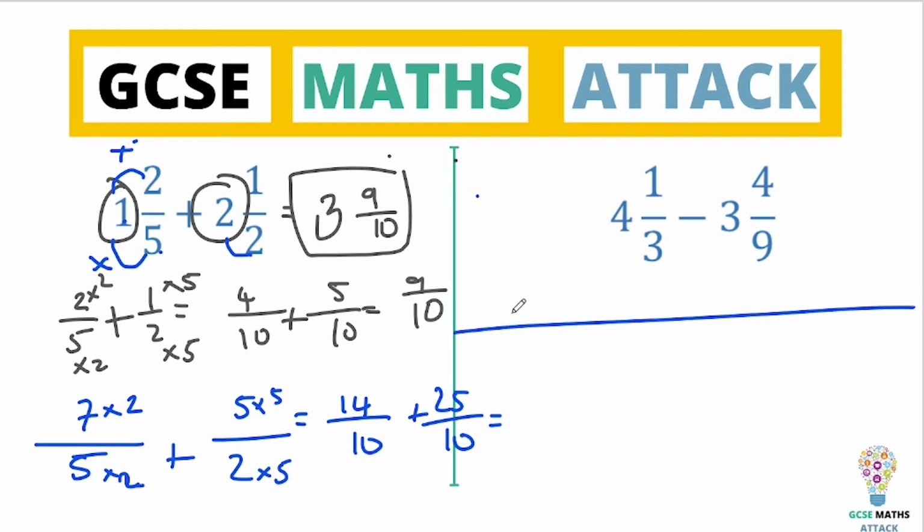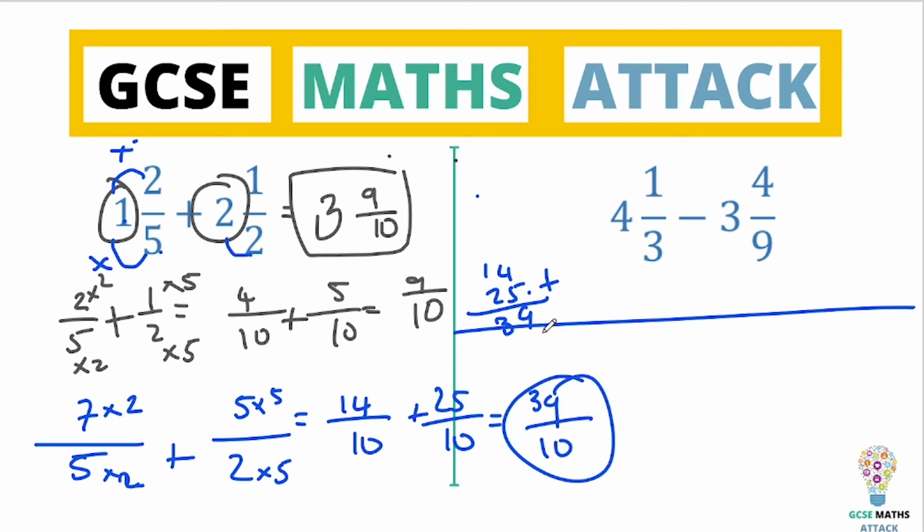So if you're going to do 14 and you're going to add it by 25, 4 plus 5 is 9, and that will give me 39 over 10. And if I want to change that back into a mixed fraction, while the 10 stays the same, I say to myself, how many times does 10 go into 39? That's 3, so 3 times 10, which is 30. My remainder goes at the top, which is the 9. So that is another technique that you can use.